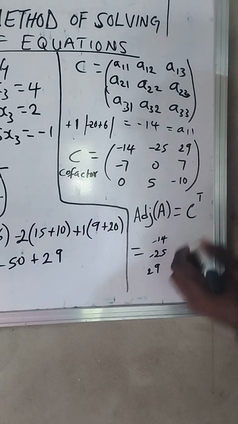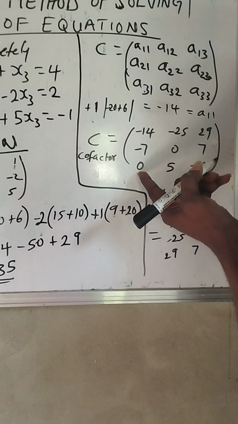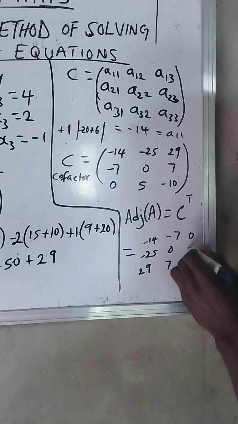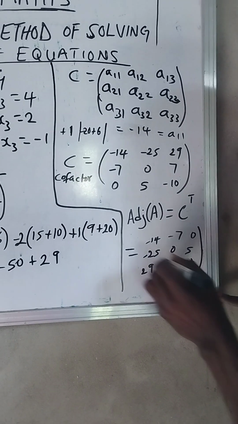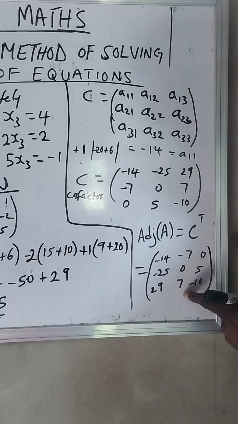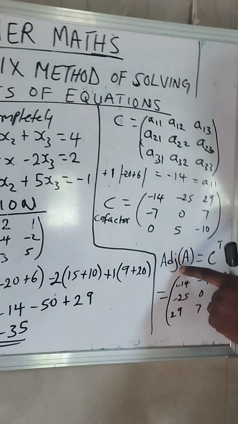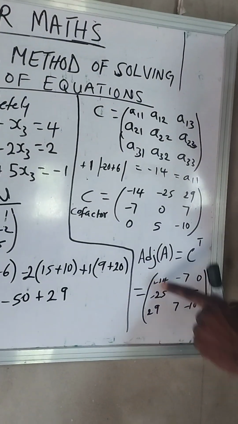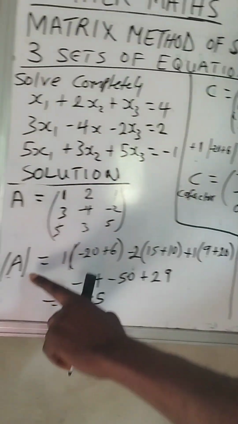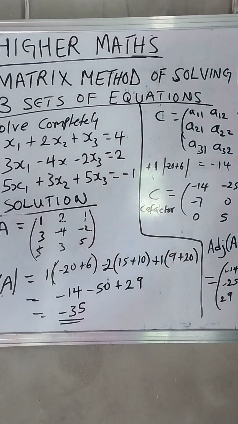The second row is this. You write it out. Minus 7, 0, 7. The third row is this. You make the third row the third column. 0, 5, minus 10. So you have transposed this cofactor, and the transpose of a cofactor is equal to the adjunct of a matrix. So we have gotten the adjunct of matrix A, we have gotten the determinant of matrix A. So the next thing we are going to find is the inverse of matrix A.